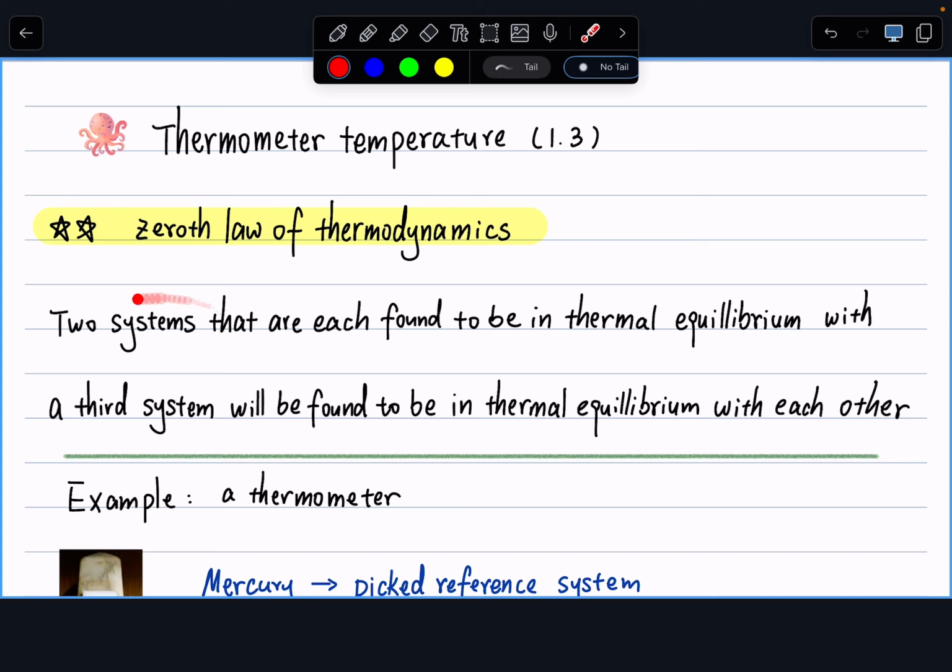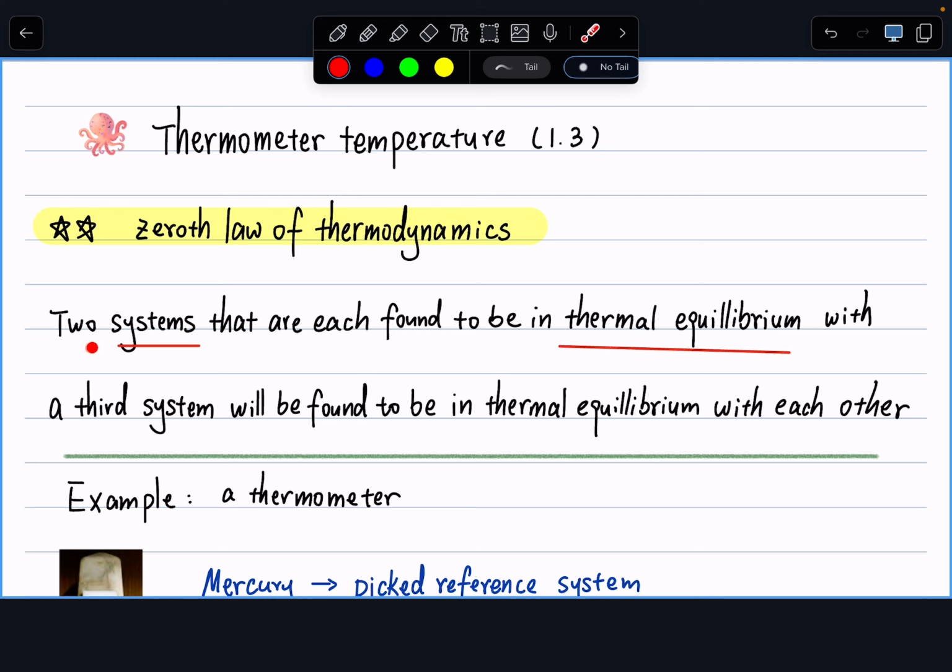We have 2 systems that are each found to be in thermal equilibrium with a third system, and they will be found in thermal equilibrium with each other. This is a nice example of why you should get super familiar with terms. For example, we went over the definition of system. So what is a system? The definition reads: the macroscopic part of the universe that we care about. So in this case, we have 2 systems that we care about. They're just parts of the universe that we care about.